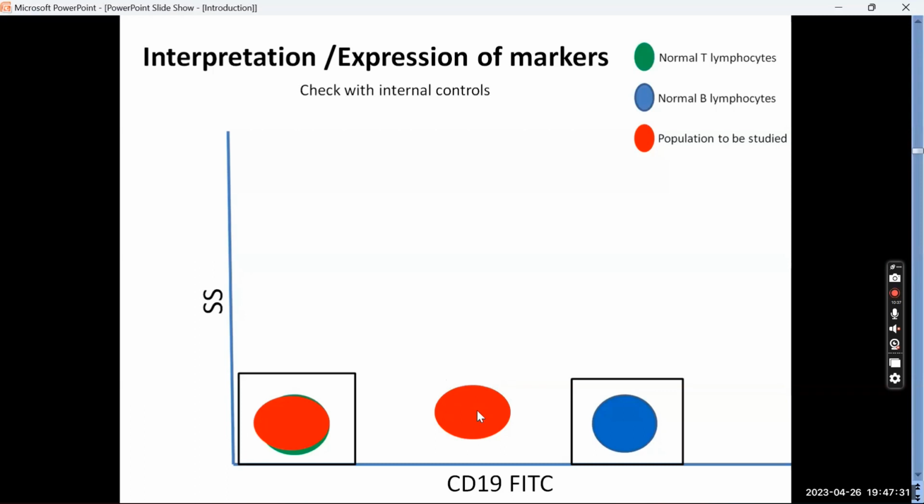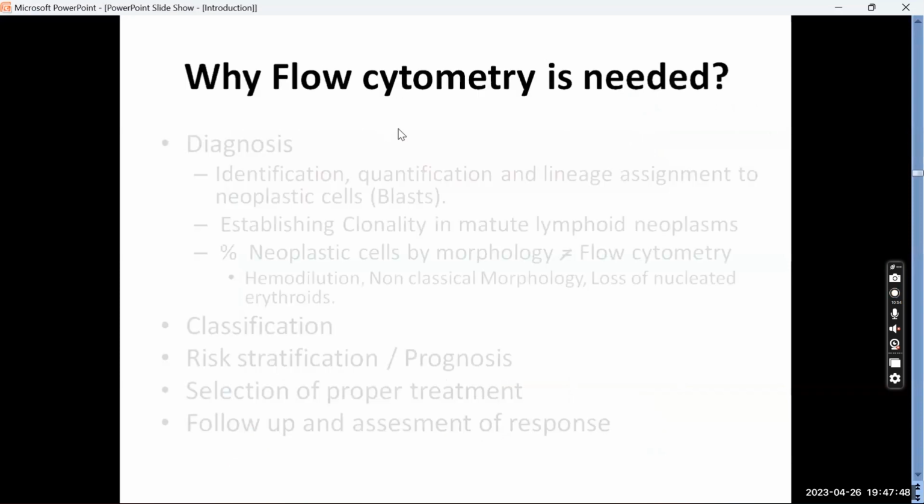Okay, so these are the terms you should use when you are expressing a marker for a blast. For example, CD19; we have many B cell markers, myeloid markers, T cell markers. Whenever you are expressing these markers in the neoplastic population, you should use these terms in flow cytometry. So this is how you need to interpret or express the markers in the neoplastic population, or the population of interest.